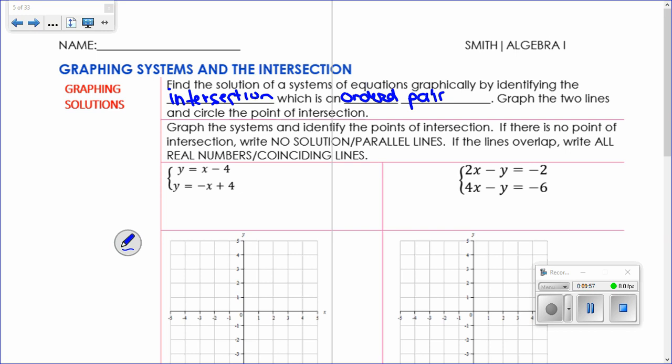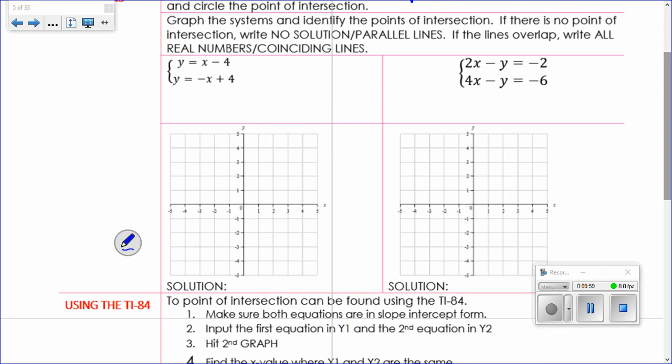So first we need to make sure of a couple of things. One, y is by itself.